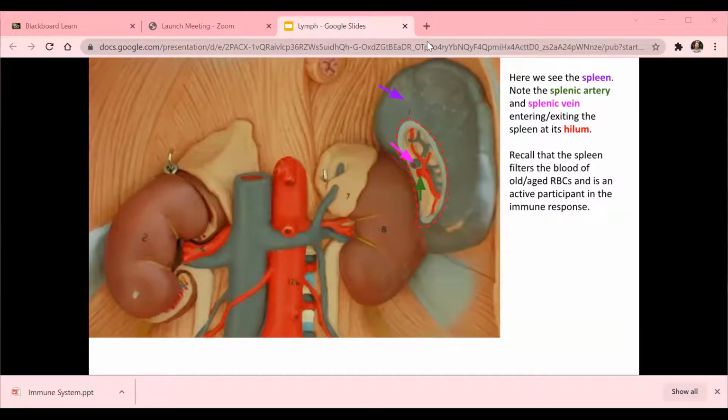In this picture, you can see the location of the spleen. And you see that the spleen has a hilum. A splenic artery comes to the spleen from the hilum, and the splenic vein goes out of the spleen. And pay attention, the spleen can filter the blood from the old and damaged red blood cells and platelets. And actually, it can participate in our immunity too.